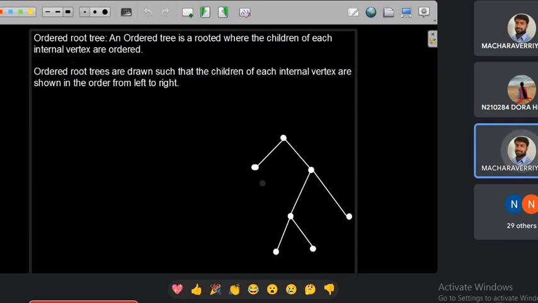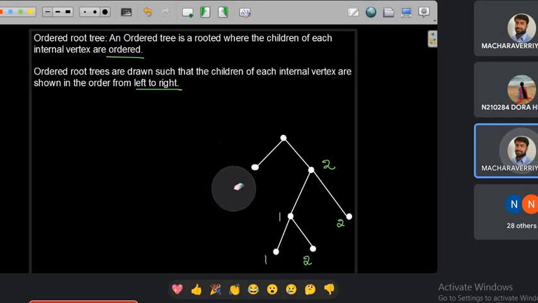You have a person and you take their children. You write the first person here and the second person here. For the second one, let's assume that he has 2 children, and you write first here, second here. Similarly here you write it in this manner. We write it from left to right. So an ordered tree is nothing but a tree where the children of each internal vertex are ordered. How are they ordered? In general, we order them from left to right.